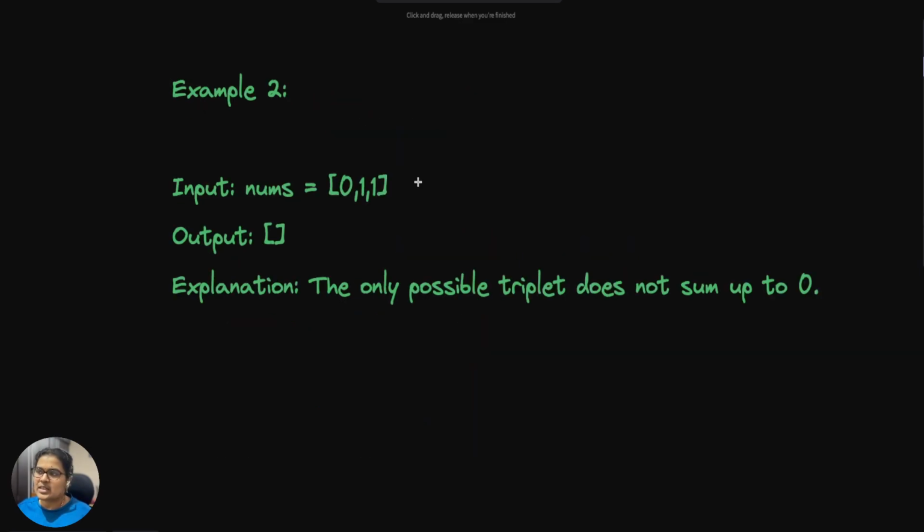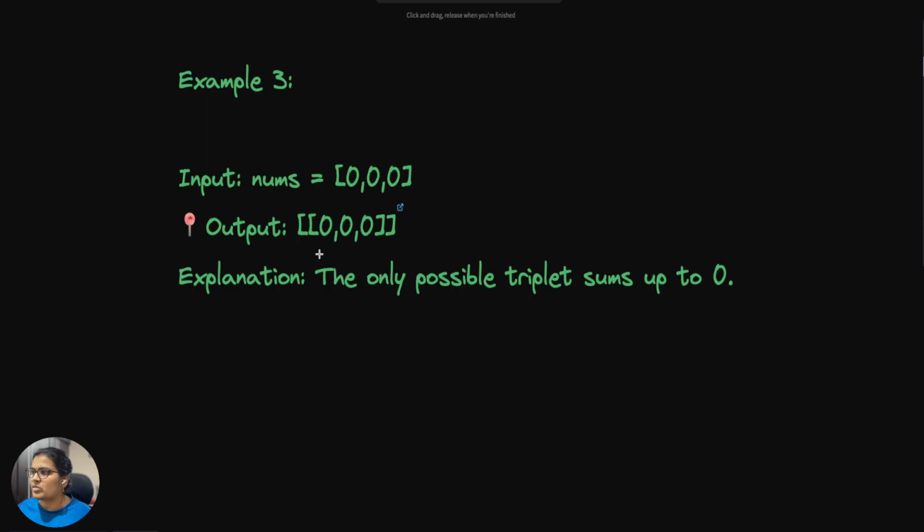Now let's look at another example. In this case, for the given input, there is no three-sum possible. That is why we return an empty array. Now let's look at another example. Here, all the inputs are 0. So there is one possibility where all the three numbers are 0. We have to return that result.